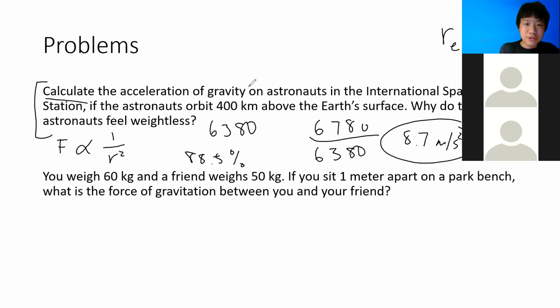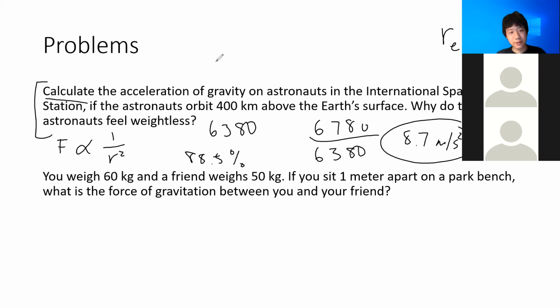So contrary to what many people think, the acceleration due to gravity in the ISS is actually almost as much as it is on the surface. It's actually not that much less. It's almost 90% of that on the surface.